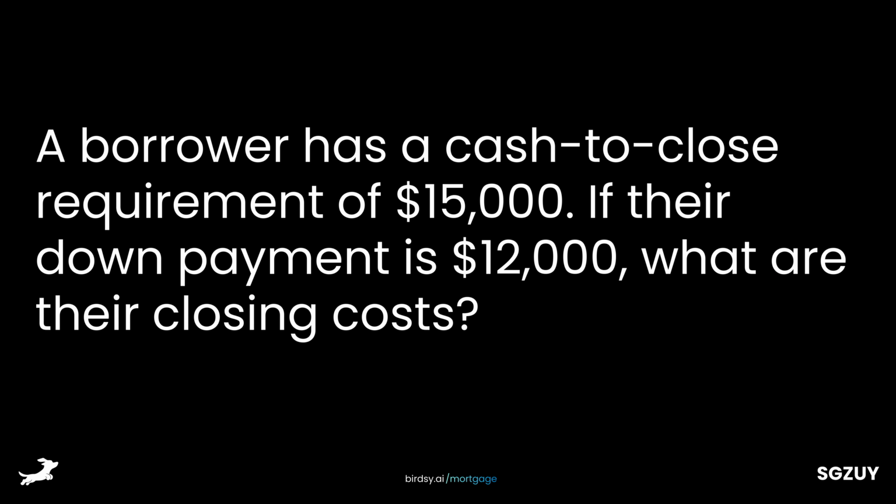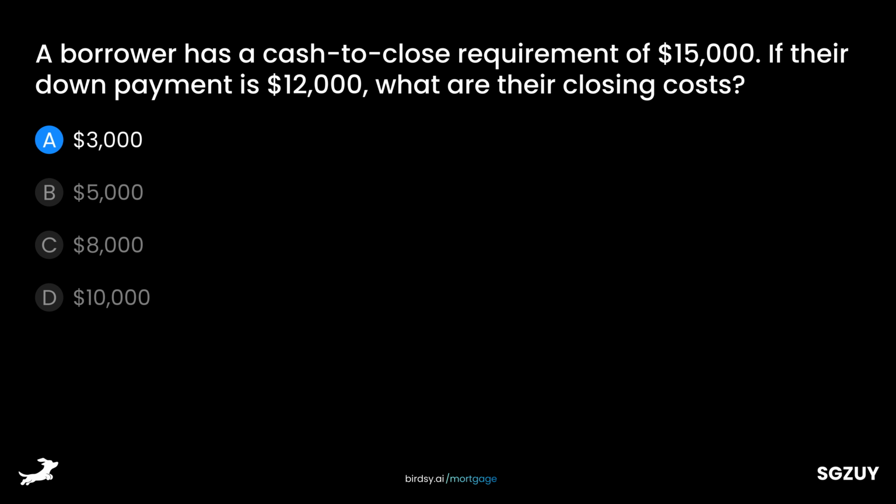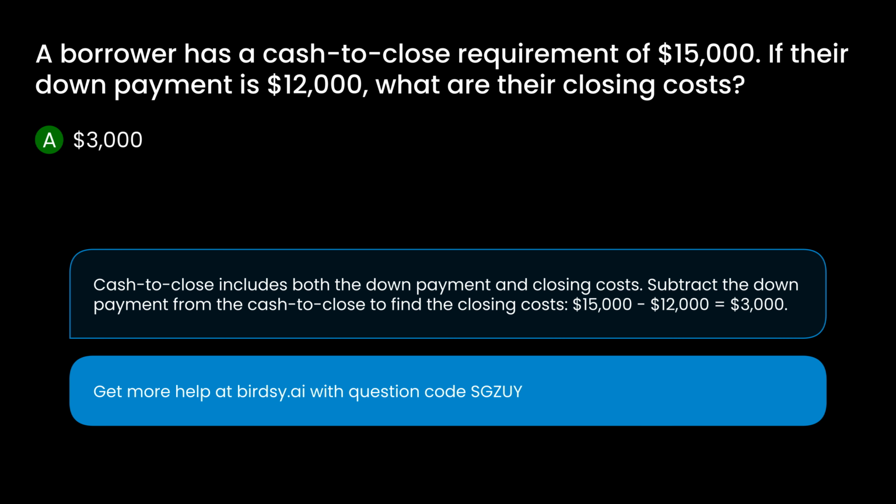A borrower has a cash-to-close requirement of $15,000. If their down payment is $12,000, what are their closing costs? Is it A, $3,000, B, $5,000, C, $8,000, or D, $10,000? The answer is A, $3,000. Cash to close includes both the down payment and closing costs. Subtract the down payment from the cash to close to find the closing costs. $15,000 minus $12,000 equals $3,000.